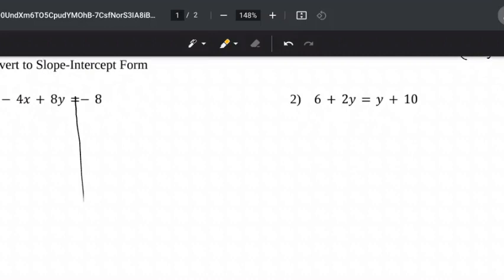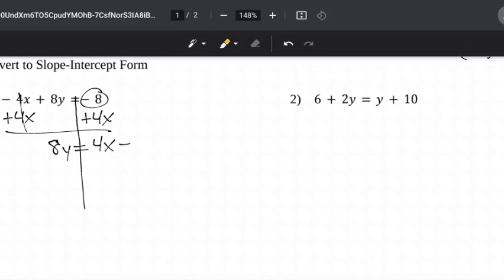So our first example here, we want to get 8y by itself, which means we're going to have to get rid of the 4x. So we do the opposite. We add 4x to both sides. We are left with 8y equals, now again, we cannot do -8 plus 4x. They are not like terms, but we want the mx to go first. So we write 4x here. And remember, this sign comes with the 8. So we have 8y equals 4x minus 8.